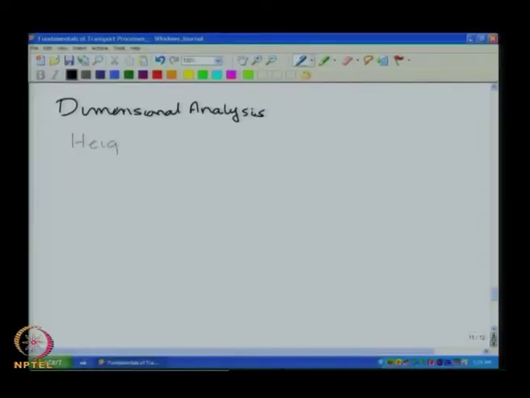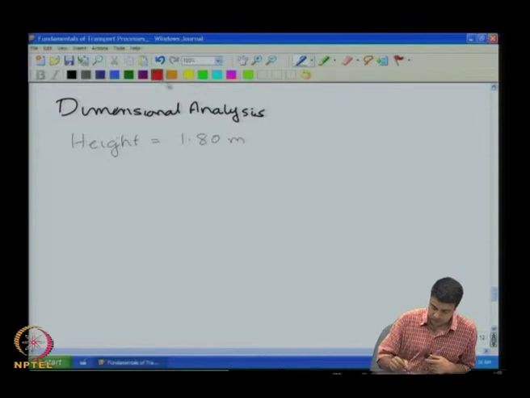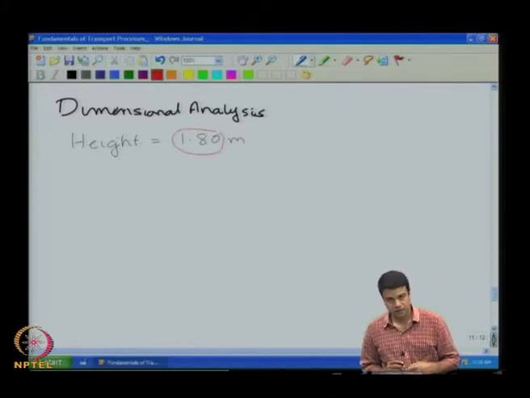Every quantity has a unit, which tells you the measure, and a number. For example, the height of some person is 1.80 meters. There is a unit, that is meters, which tells you the unit of length, and then there is a number in front which tells you how many units correspond to the height of this person.